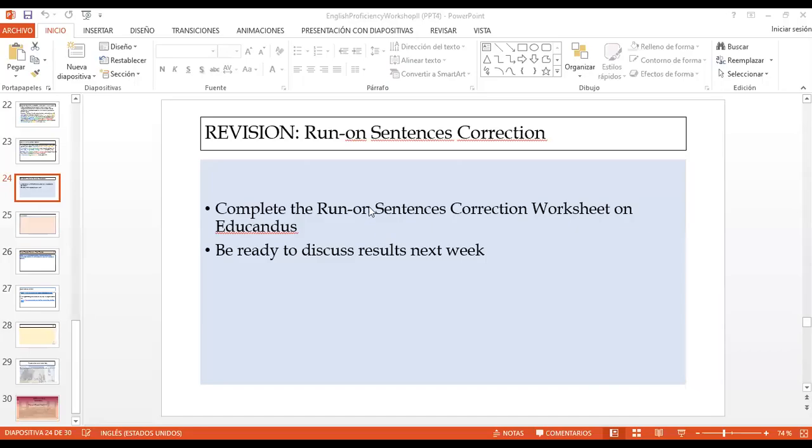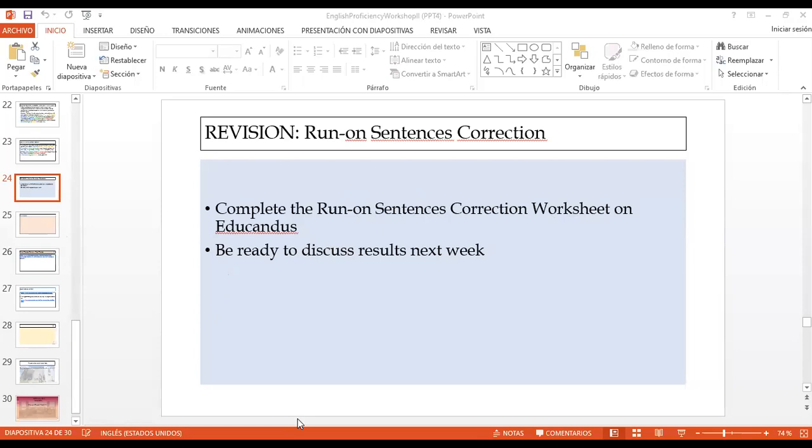So you will have the revision here. Okay, here I will share with you this one. Okay, I will share with you. Okay, complete the run-on sentences correction worksheet on Educandos. Yes, and be ready to discuss the results next week. So this will be your revision for next week. I will personally send the worksheet to people that should be doing this task and the workshop.